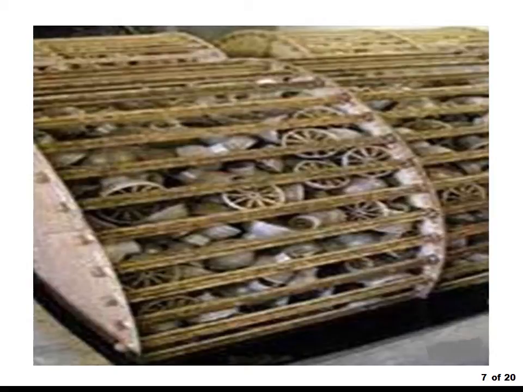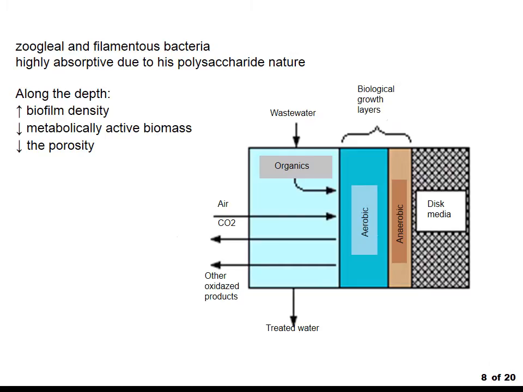Also, we have randomly packed media, which have a better area for uptaking oxygen and also for forming biofilms, and this kind of system gives good results in labs and also at pilot scale. But no matter which kind of media we have, the process is the same. Next to the disc media we have formation of an anaerobic layer, after that an aerobic layer, and along the depth we have change in density, metabolic activity of biomass, and also in porosity.